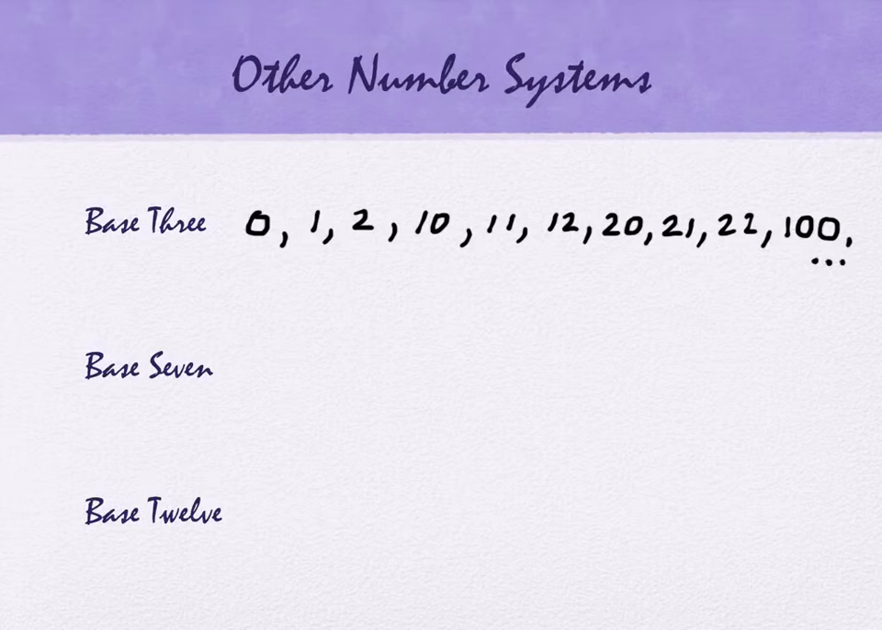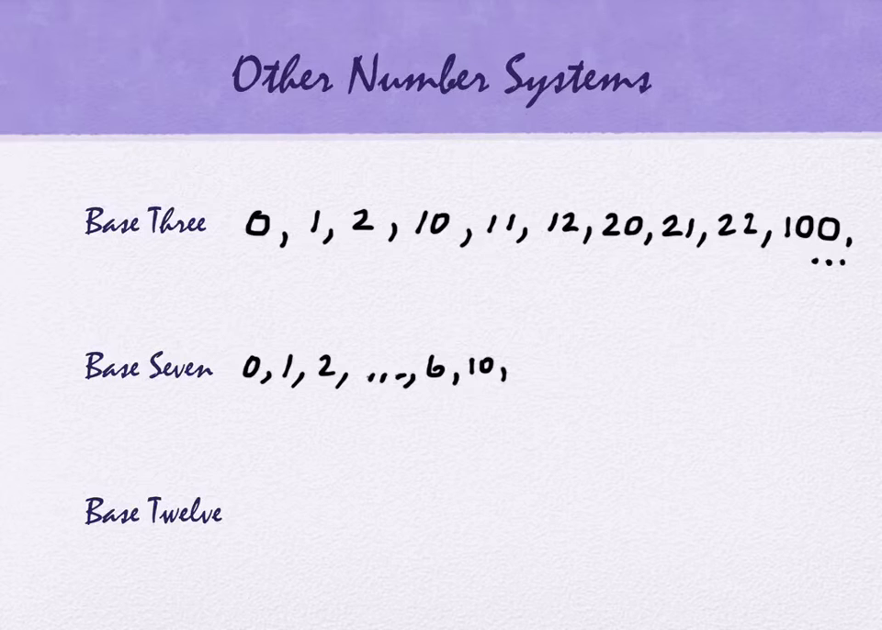Let's try base 7. How many digits are there in base 7? 7. Where do we start? 0. And how far up will we go? 6. All right. There we go. What are you supposed to come after 6? 1-0. And then 1-1 until I get to what? 1-6. And then what would happen next? 2-0 all up to 2-6, 3-0 up to 3-6, and so forth. Okay? No 7s in base 7.